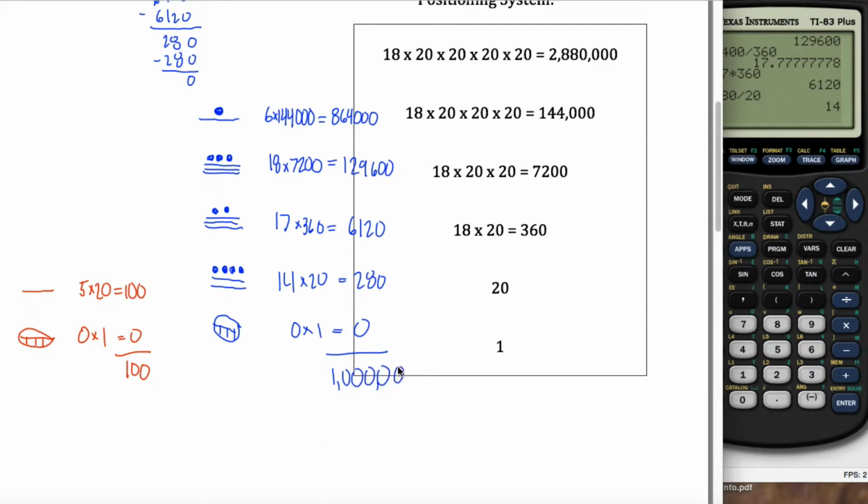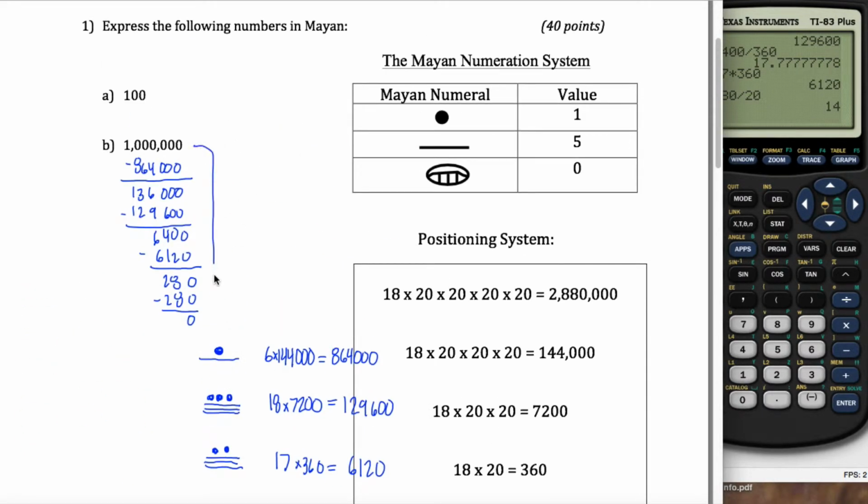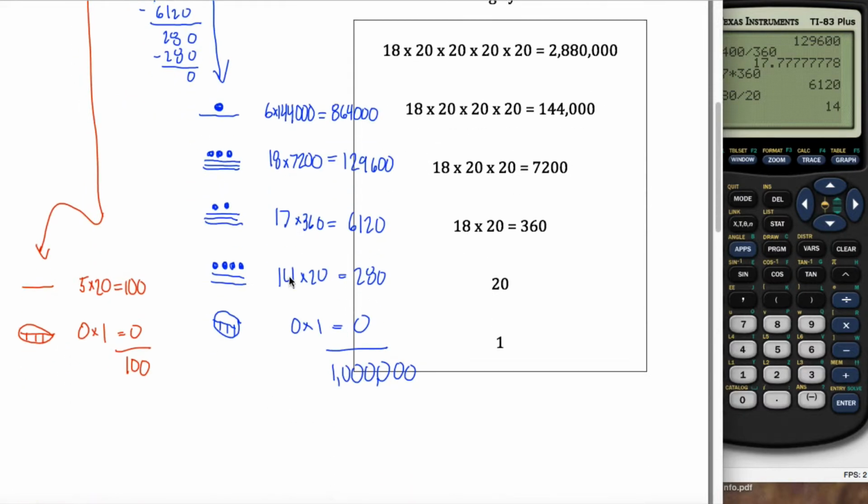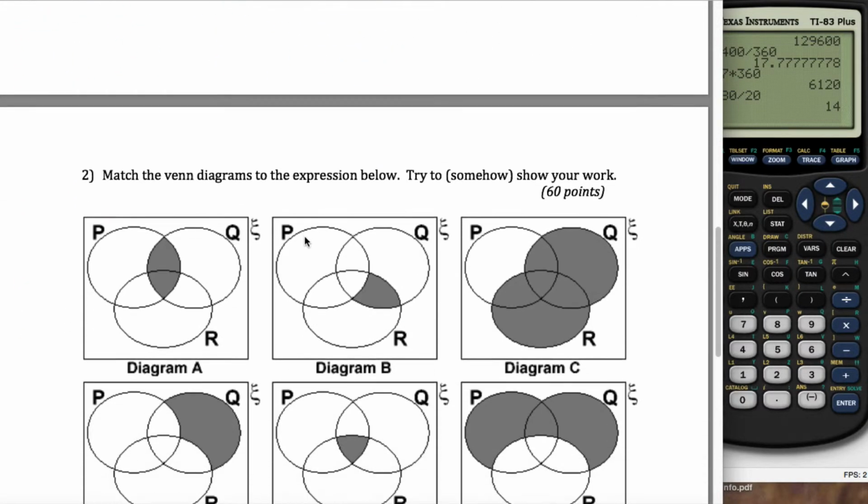Missing a few zeros there. There we go. Here is this one, and here is this one. Okay, I think that's more than enough on different number systems.